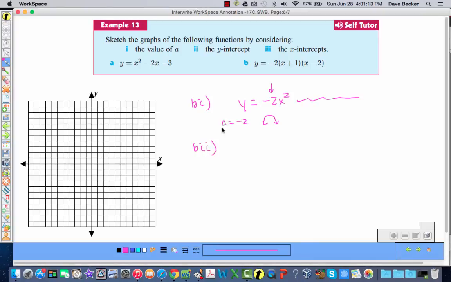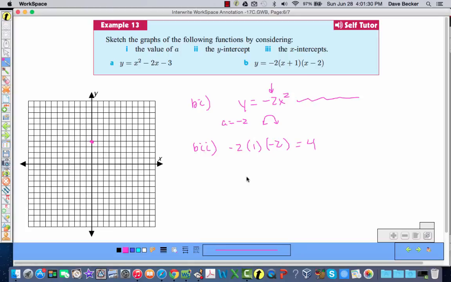B part II, what are my y-intercepts? Well, here I just have to think about it. I just have to let x equal 0. So that would be -2 times 1 times -2 if these x's are 0, which is 4. So I have a y-intercept of 4, 1, 2, 3, 4, right there.